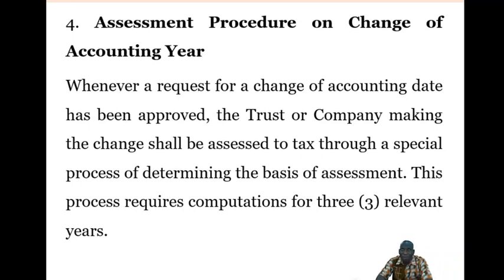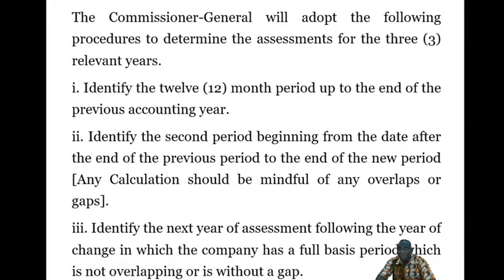Now we are going to look at the assessment procedure on the change of accounting year. Whenever a request for a change of accounting date has been approved, the trust or company making the change shall be assessed to tax through a special process of determining the basis of assessment. This process requires computation of 3 relevant years, and these are the years I was talking about. The Commissioner General will adopt the following procedure to determine the assessment for the 3 relevant years.